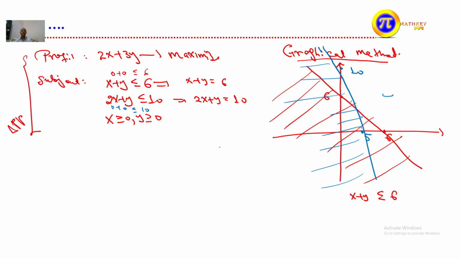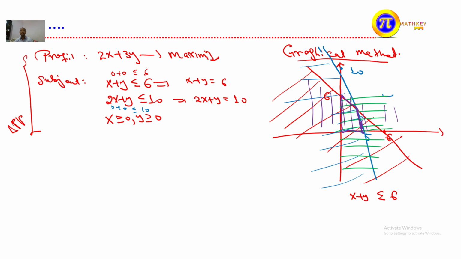The other thing that we consider is that x is greater than or equal to 0. X greater than or equal to 0 means this side. The other one is y is greater than or equal to 0, which is also above the x-axis. So the region which is common to all is this region. It satisfies all the properties. That means the overlapped region, or the intersection of them, is this region.